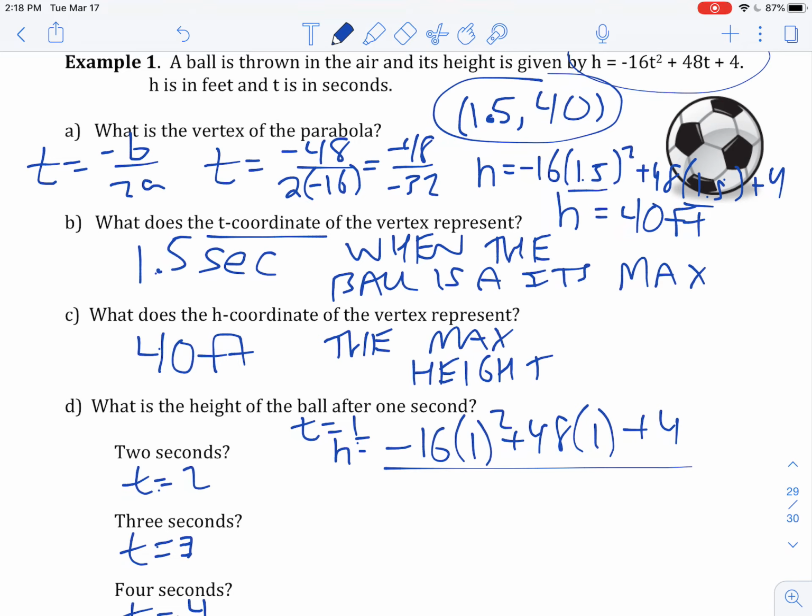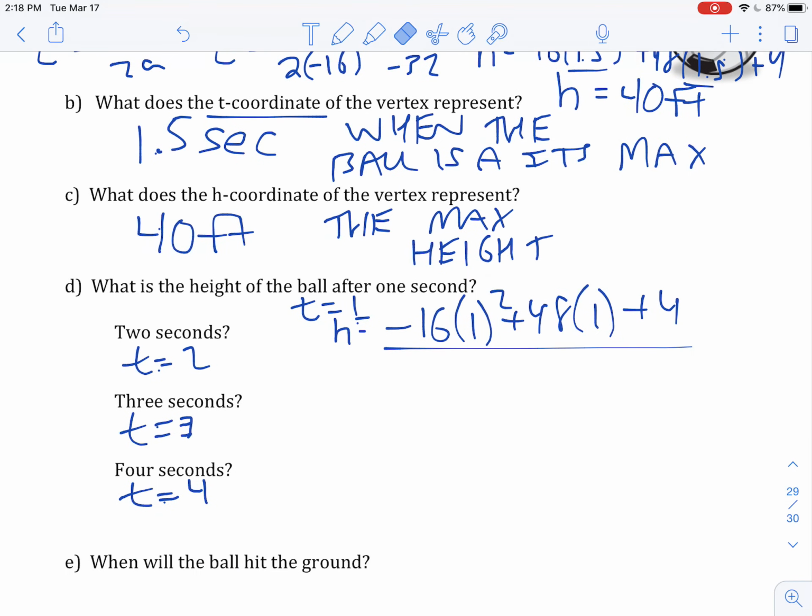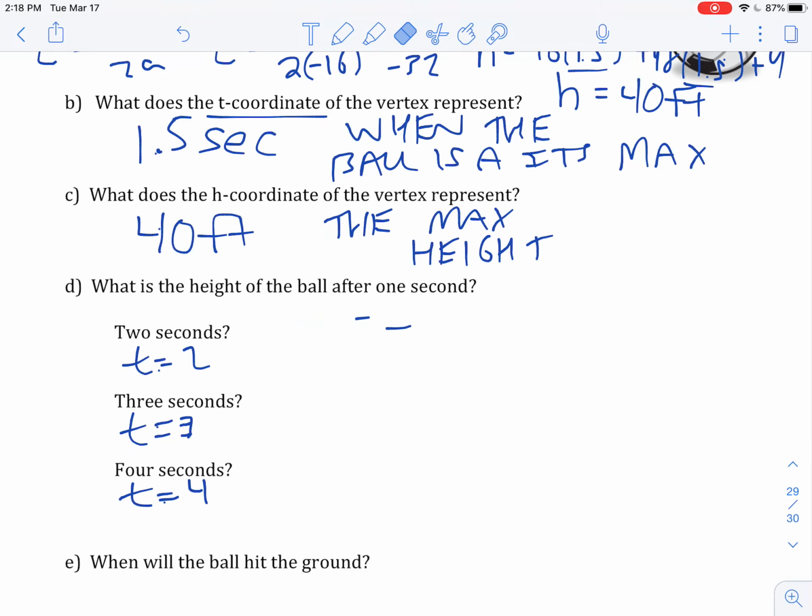Plug in 1, see what comes out. And you could do it by hand if you'd like, but sometimes the numbers get a little bit more challenging, like 1.5 would have been. I end up with 36 feet for this one. So I'm going to erase some of this work here and just go ahead and write, when I plugged in t equals 1, I got 36 feet. I know that this number needs to be less than 40 because 40 is the maximum. When I plug in 2 seconds, I get 36 feet again.